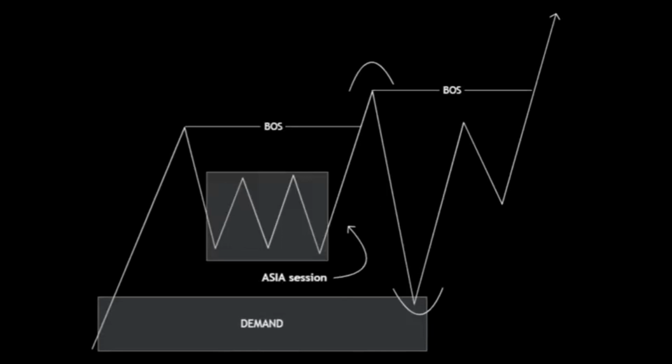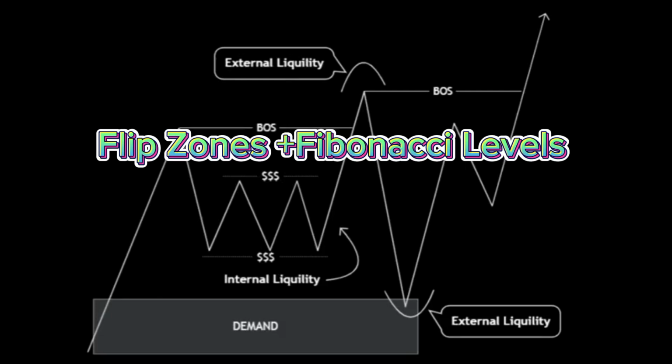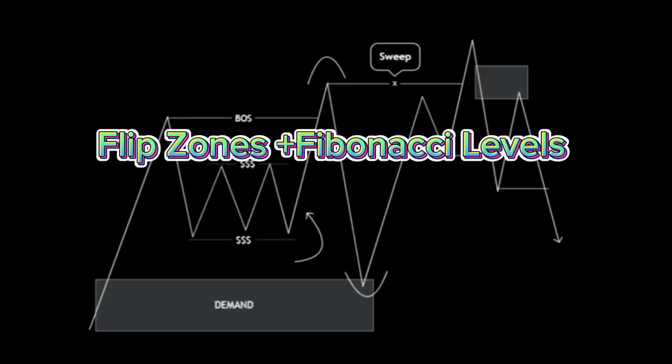Having learned the first strategy, let's move on to the second strategy, which involves using flip zones along with Fibonacci retracement levels to take entries in the market. Before diving into the strategy, let's understand some basics about flip zones. Order blocks are not always respected by the market. Sometimes, the market creates large imbalanced candles at the order block zone of the opposite direction and then continues its trend. Flip zones are areas where the market switches its role from support to resistance or vice versa.